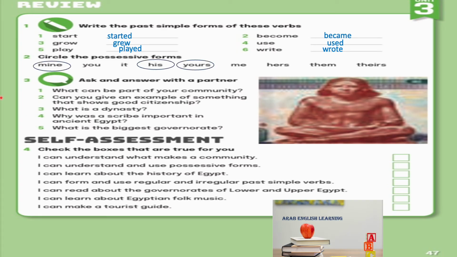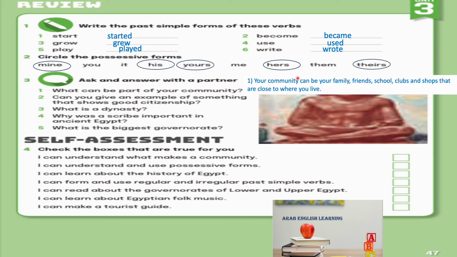Mine, his, yours, hers, theirs. Exercise 3. Ask and answer with the partner. This is the scribe. Number 1. What can be part of your community? Your community can be your family, friends, school, clubs, shops that are close to where you live.